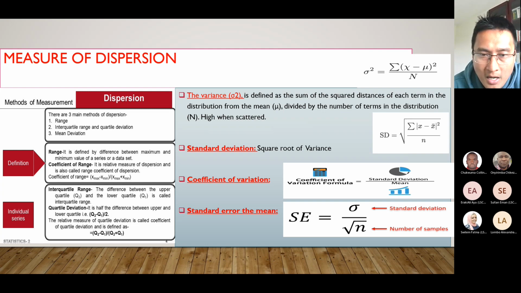The tricky bit might be that sometimes they will give the value of the coefficient of variance and the mean, and ask you how much is the standard deviation. As long as you know the formula, you know how to do it. Like imagine the coefficient of variance is 10 and the mean is 10. How much is the standard deviation?